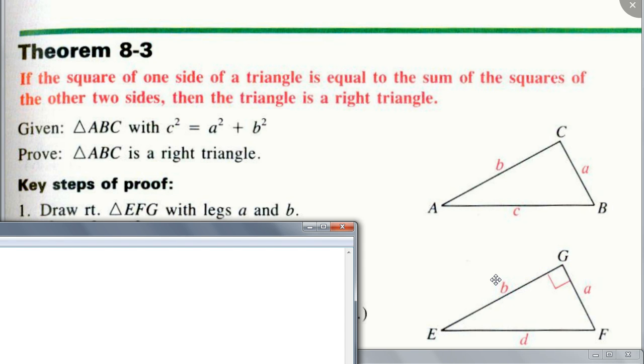We could do that, right? Can you copy a segment? Yes. And then from that point, can you draw a perpendicular line to it? And then within that perpendicular line, could you copy that segment A there? Yeah, and then you connect E and F. We could construct a triangle, a right triangle, not any triangle, with the legs being A and B.